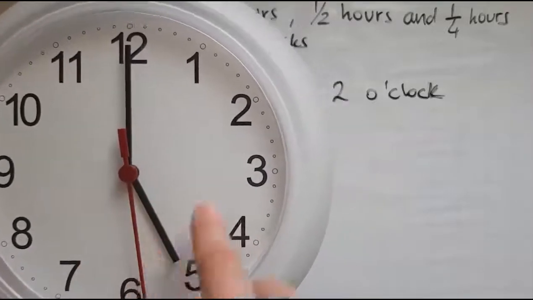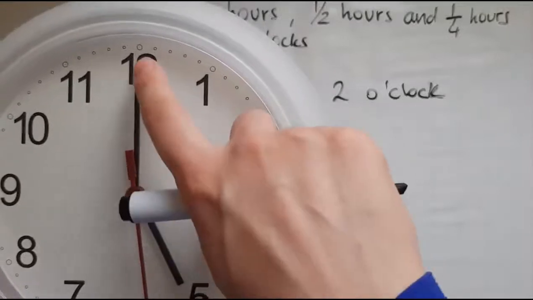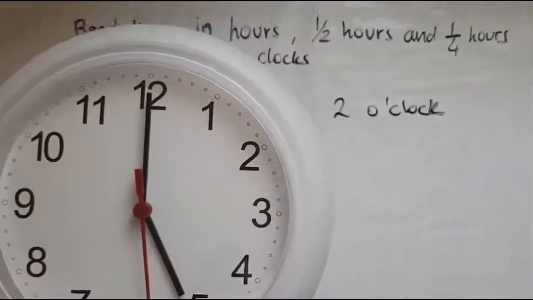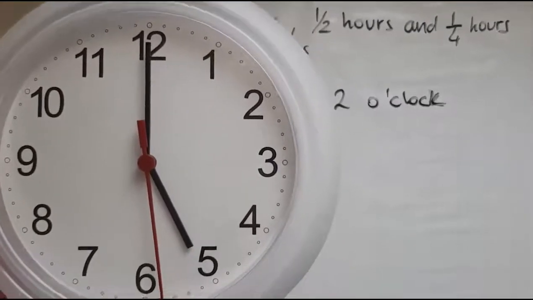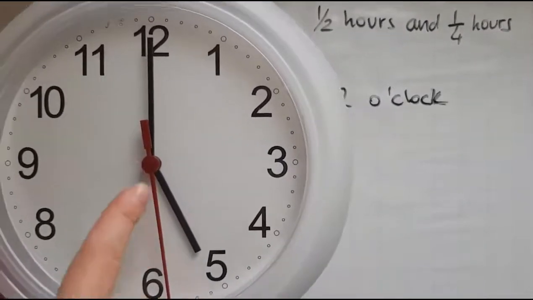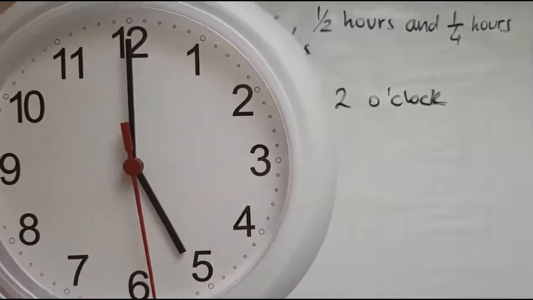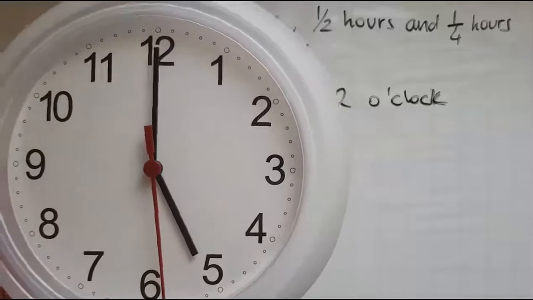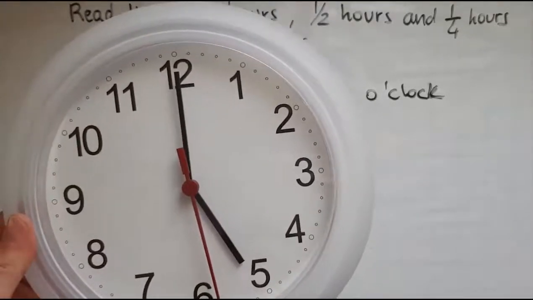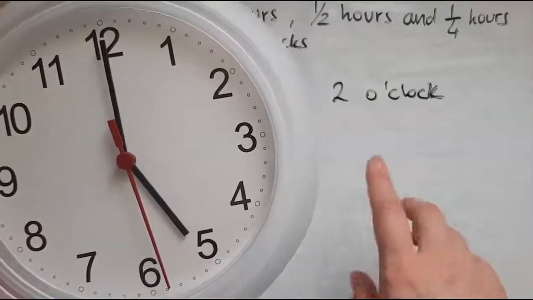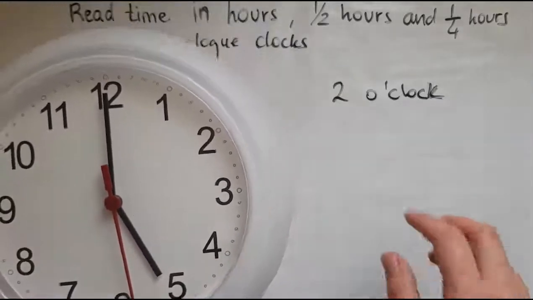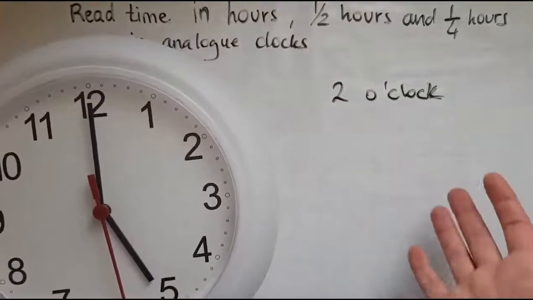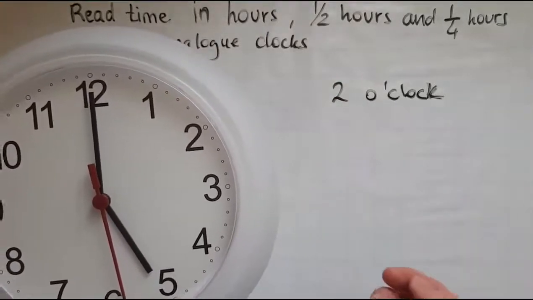This gives you the hours, and if the minutes hand is on 12, that means it's exactly 1 o'clock, 2 o'clock, 3 o'clock, 4 o'clock and so on. The red hand is the seconds, so I'll ignore this for the time being. It tells you how many seconds passed. So we looked at exact hours. So reading time in hours. That was the 2 o'clock, 3, 4, 5 or 12 o'clock.